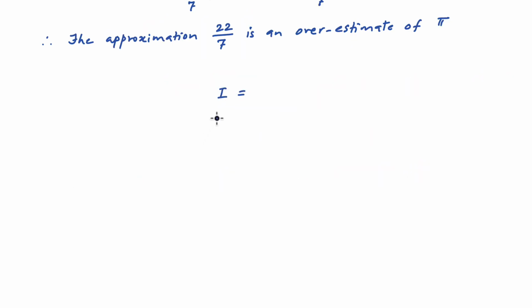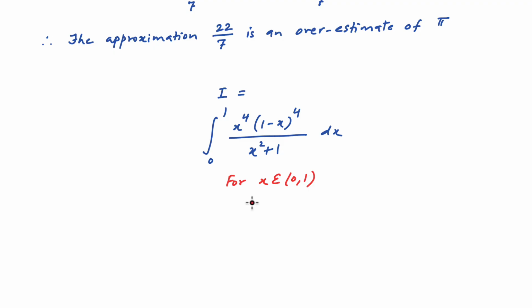Now, there is one other interesting result that can be deduced from Dalzell's integral. Again, the integral I is equal to integral 0 to 1 x raised to the power 4 times (1 minus x) whole raised to the power 4 upon x squared plus 1. For x lying in between 0 and 1, which are the limits of integration, the denominator x squared plus 1 will always lie between 1 and 2.